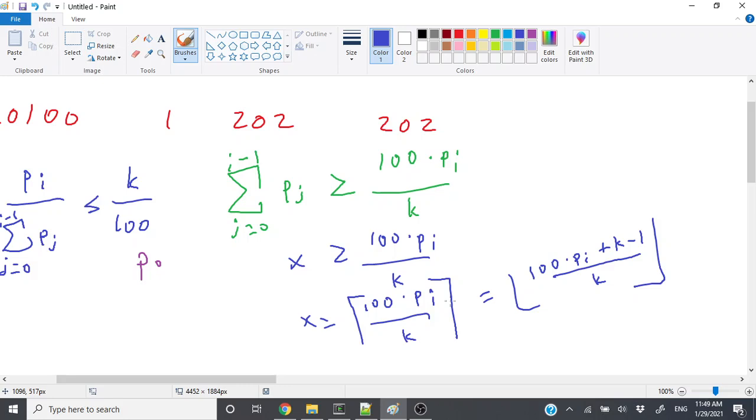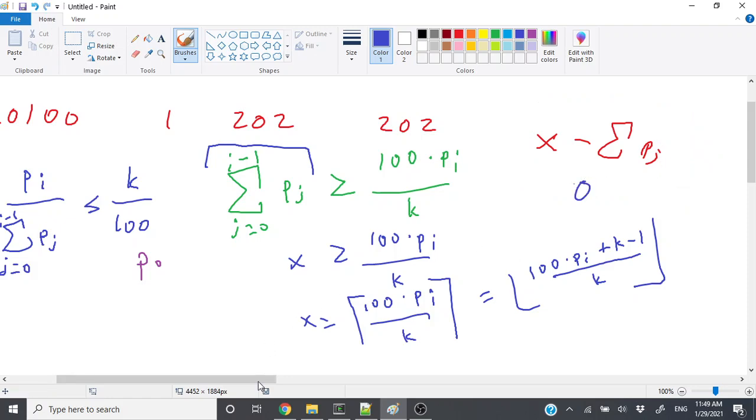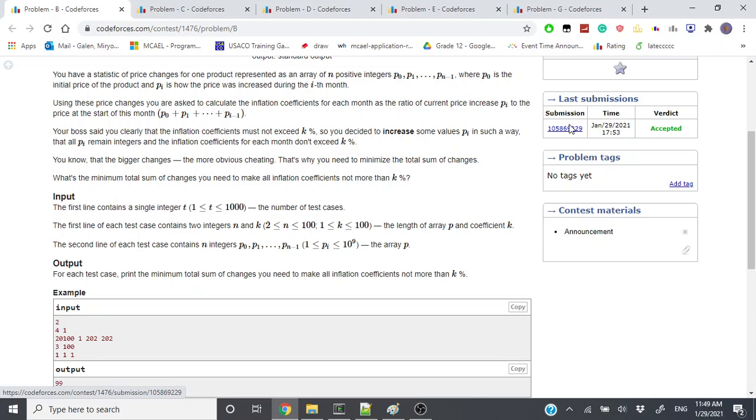So the value you need to increase this to is this value x, meaning that this will take at most x minus the sum of pj operations. And then the answer is just the maximum of all of these, because again, increasing p0 will increase all of these simultaneously, so we only need the worst case individual one. And also make sure that the answer isn't less than zero. So it'd be the maximum of this and zero for that operation. So we just take the maximum of these quantities.